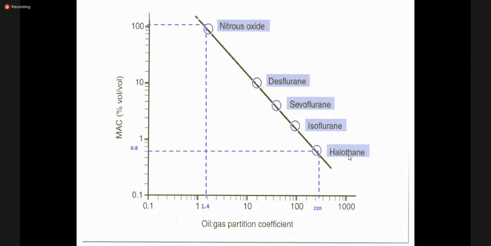The higher the lipid solubility, and you can see here the highest lipid solubility, halogen, then isoflurane, then sevoflurane, then desflurane, then nitrous oxide, right? The most potent is the halogen and the least potent is the nitrous oxide. So there is another explanation. We cannot use nitrous oxide as a sole agent or as a single agent to produce anesthesia. So we cannot use 100% nitrous oxide, right? So the MAC value, you can see the nitrous oxide, because the lower the lipid solubility, the higher the MAC value. Clear concept? Okay.